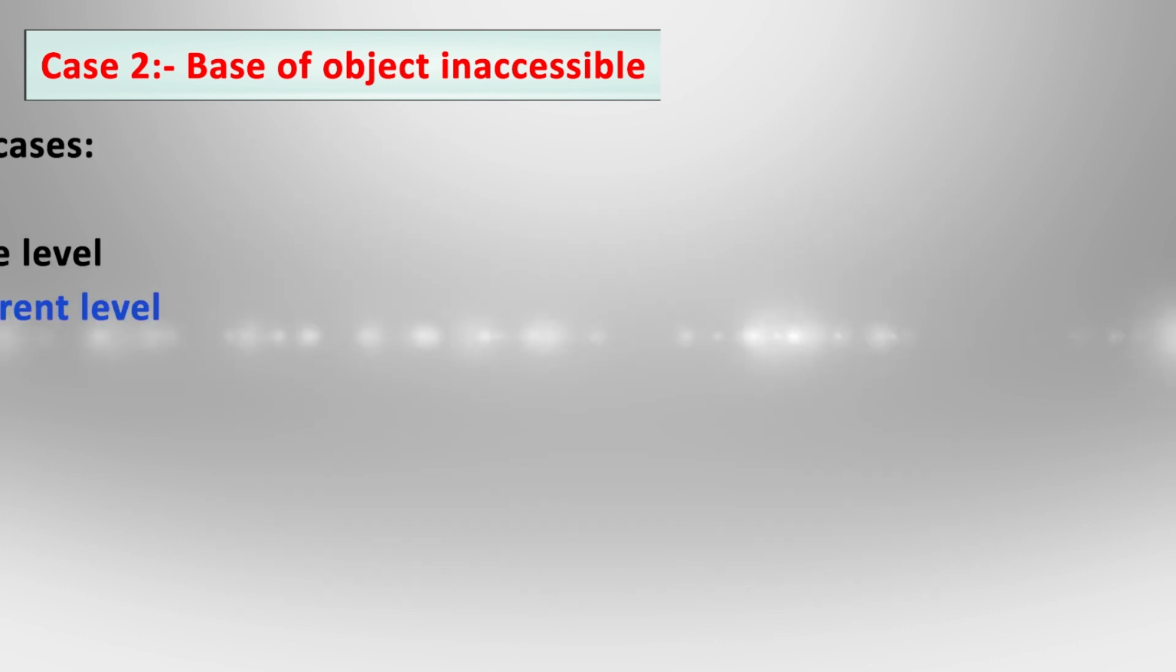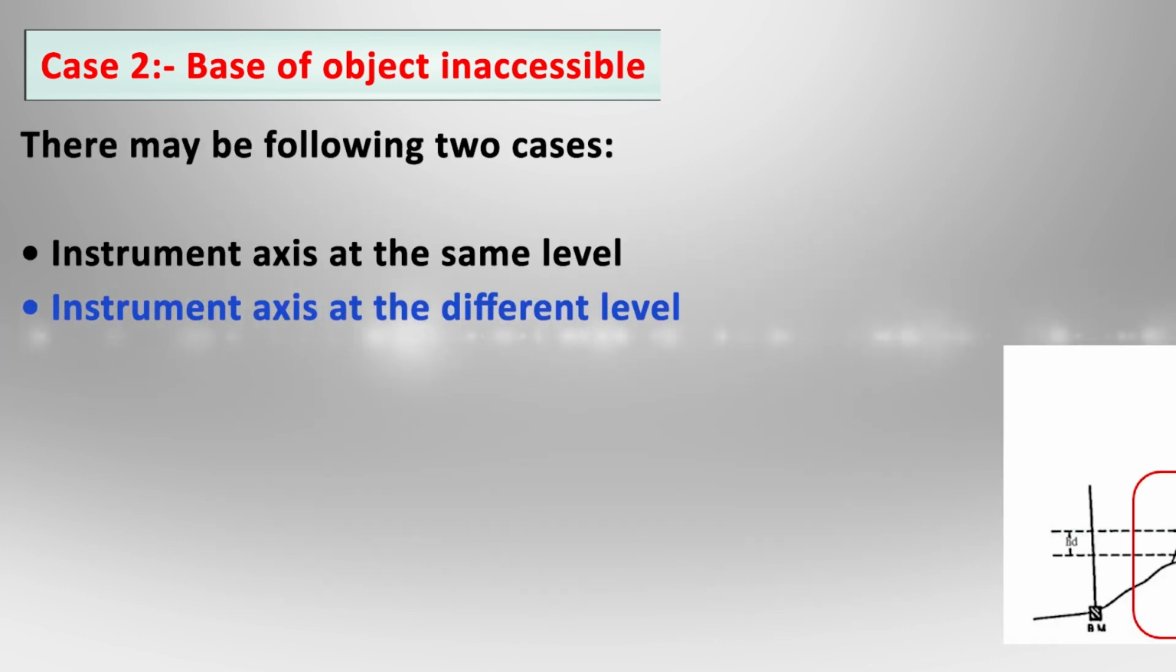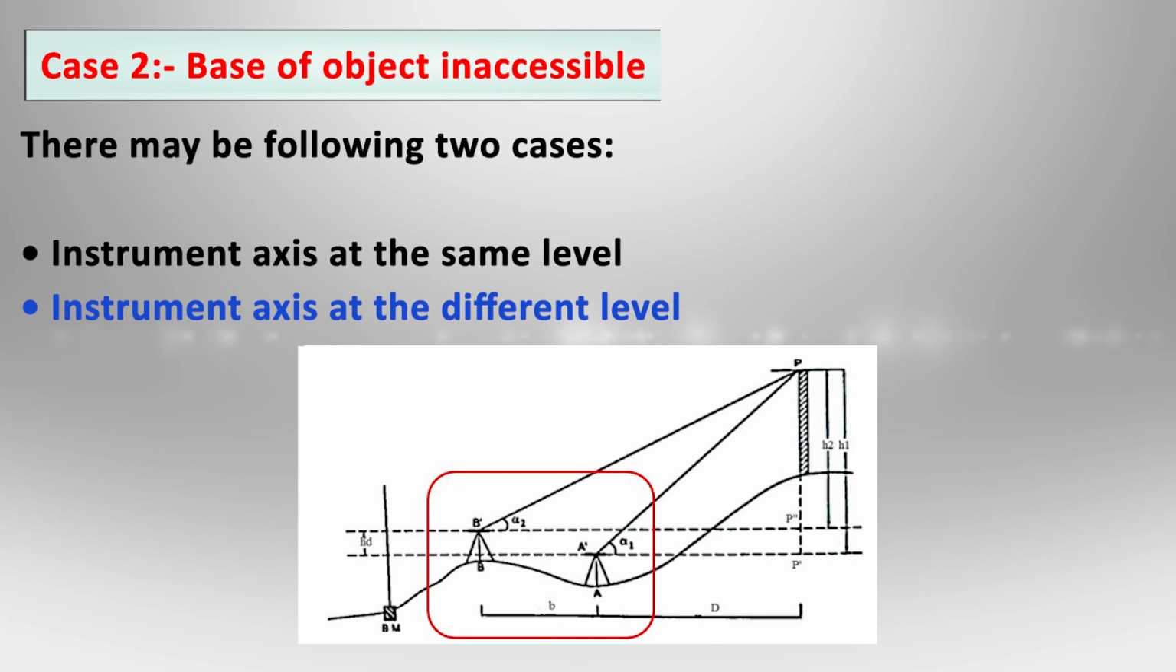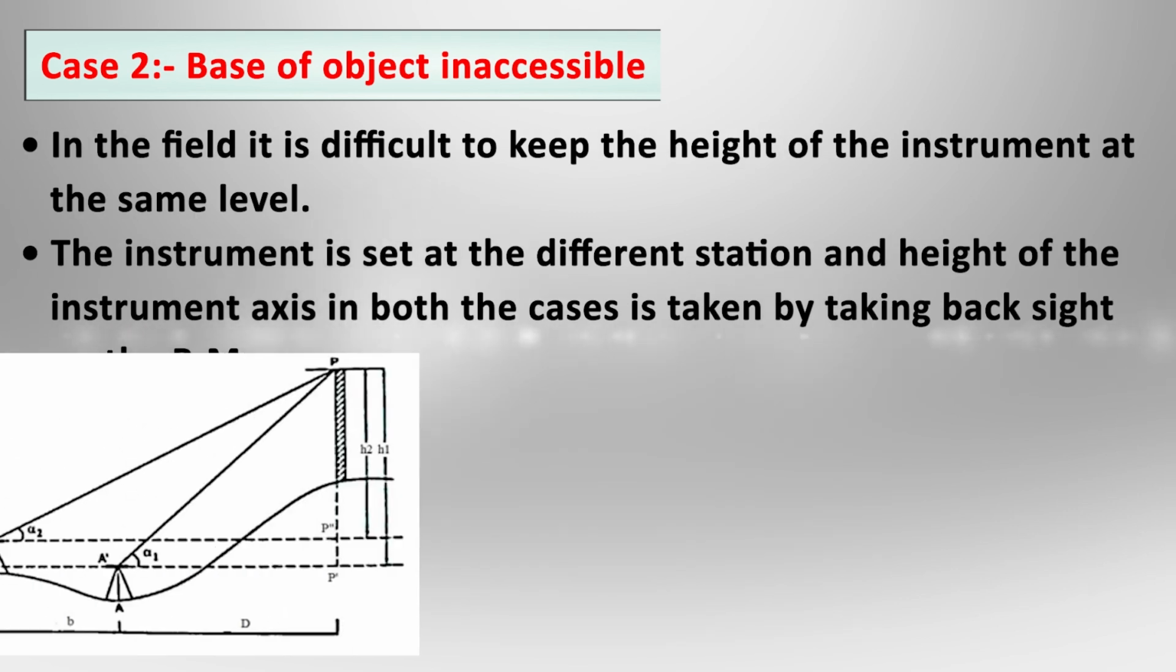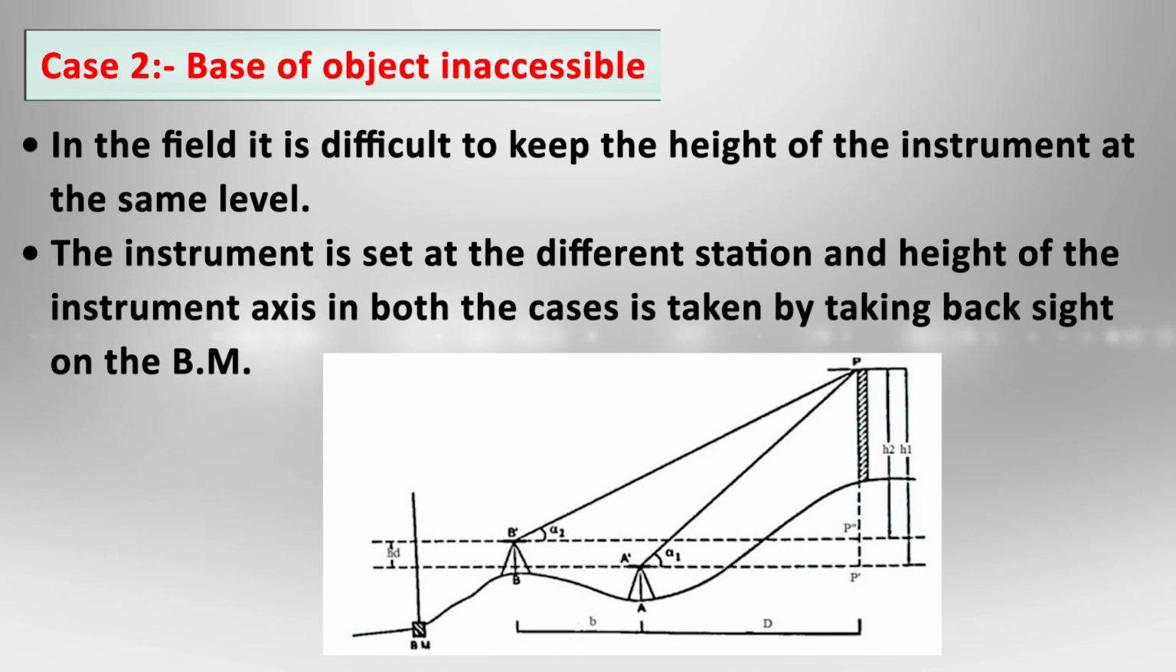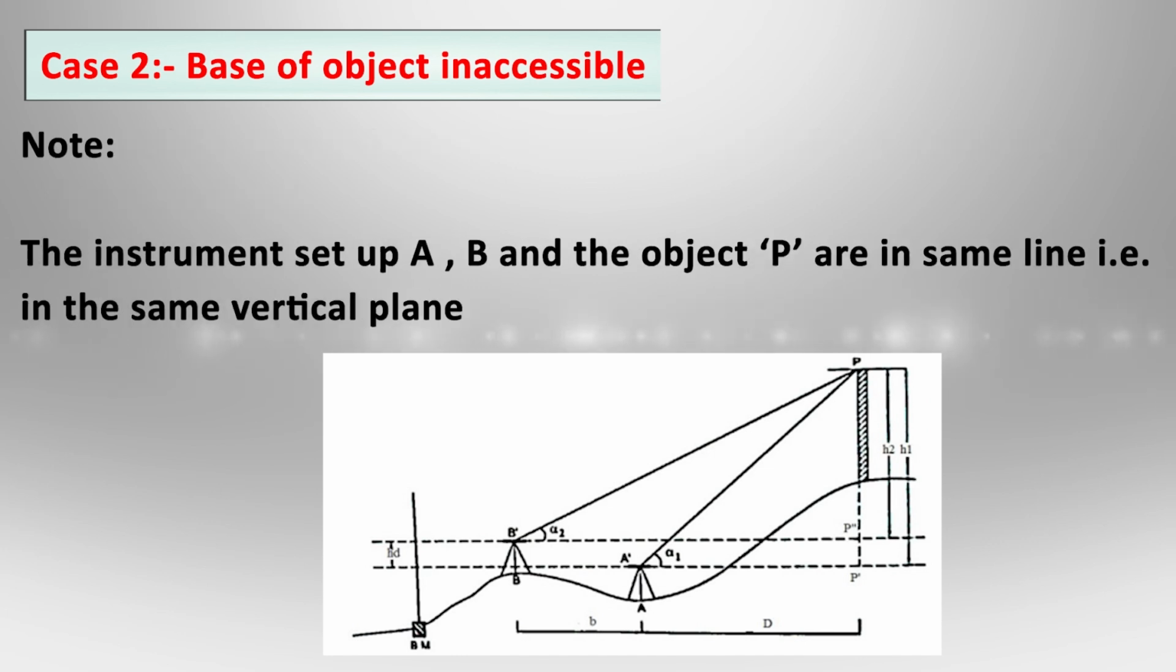Now the second case, when the instrument axes are at different levels. In the field, it is difficult to keep the height of the instrument at the same level. The instrument is set at different stations, and the height of the instrument in both cases is recorded by taking a backsight on the benchmark. Point to note here is that the instrument setups 1, 2 and the object in this case are in the same line, or to be more precise, they are in the same vertical plane.